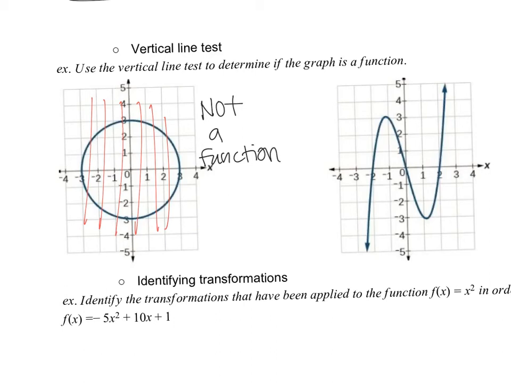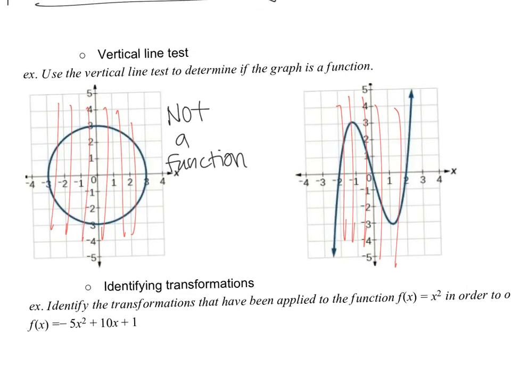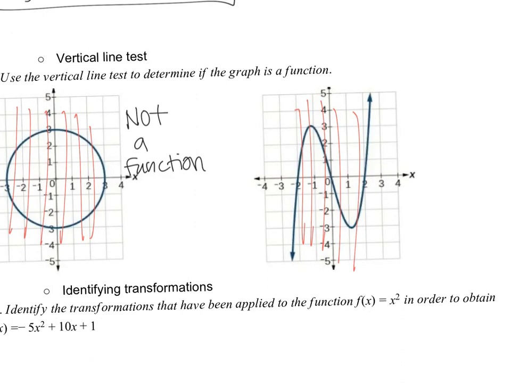If we look at our second graph, if I draw vertical lines, they're only ever going to touch the graph in one place, which means that our second graph is a function.